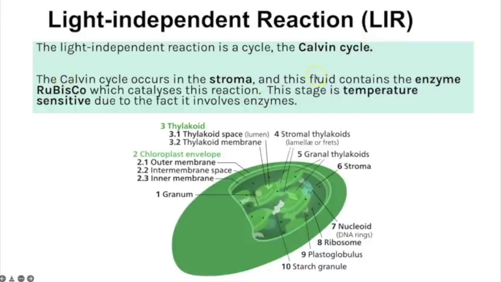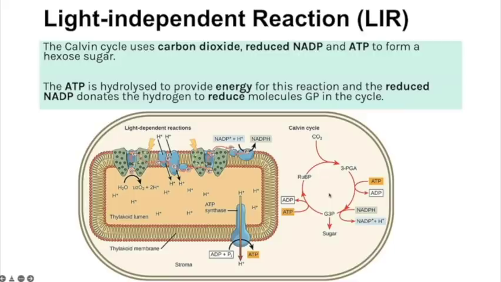And because of that, this stage is temperature sensitive. But it doesn't require light energy for the Calvin cycle to occur. Now, the Calvin cycle uses carbon dioxide as well as the two products from the light-dependent reaction, and we create a hexose sugar. The ATP that is needed is hydrolyzed to provide energy for the reaction, and the reduced NADP is used to donate the hydrogen to reduce the molecule GP within the cycle.